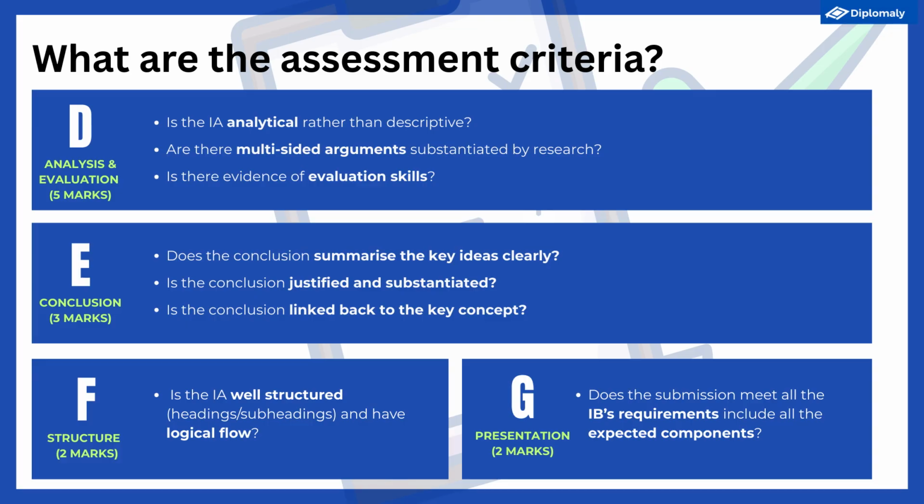Criterion D has to do with the analysis and evaluation, which is worth 5 marks. This is the most important criteria and the toughest to score well on. This criteria has to do with the quality, breadth, and depth of your arguments.